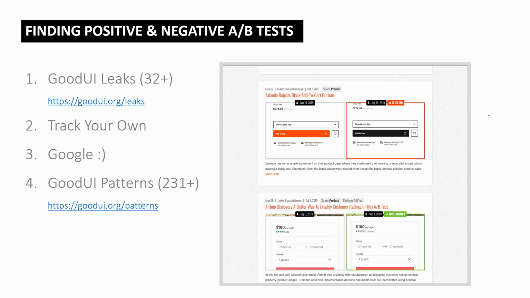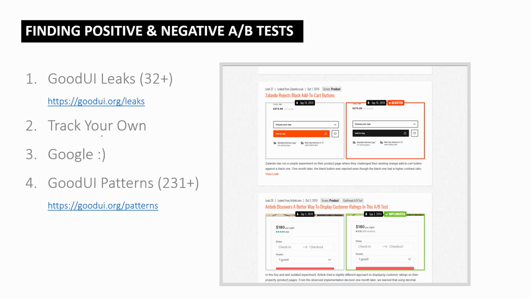Where can you find experiments? Of course, Good UI Leaks. That's something we're running right now, where every week we're adding an experiment from a prominent company. 32 so far, and new ones are being added. I also encourage you to track your own. When you run these experiments, keep them visible to your team, store them, remember them, make them searchable, create a knowledge base, take screenshots of A and B, and reuse them. What sometimes works on a particular product page might work for another product page somewhere else on your site, and so forth. So reuse your wins and avoid your losses, or invert your losing experiments.